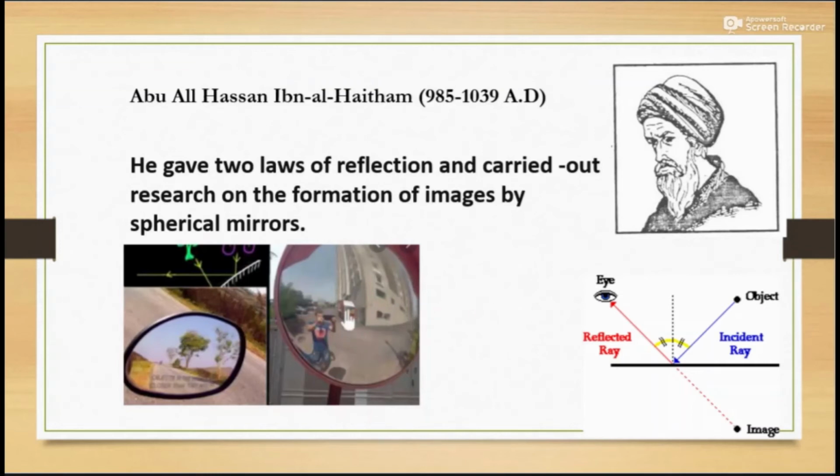Okay, Abul Hasan ibn al-Haytham's inventions: the image formed by spherical mirrors, the pinhole camera and the law of reflection. These are the inventions of Abul Hasan ibn al-Haytham.